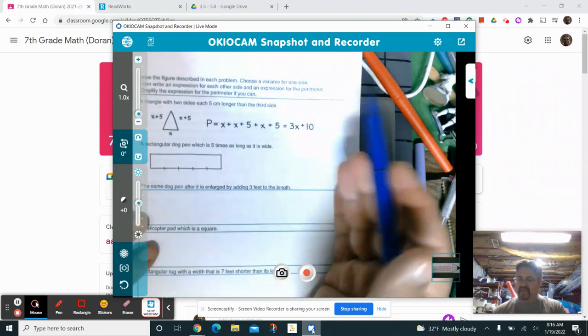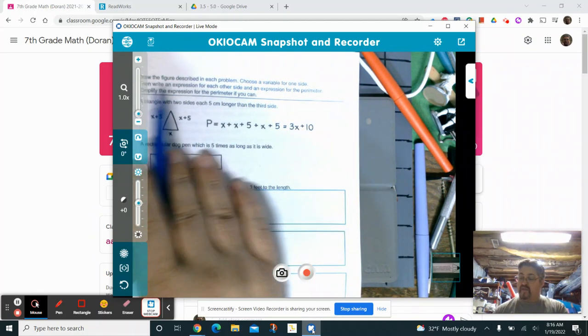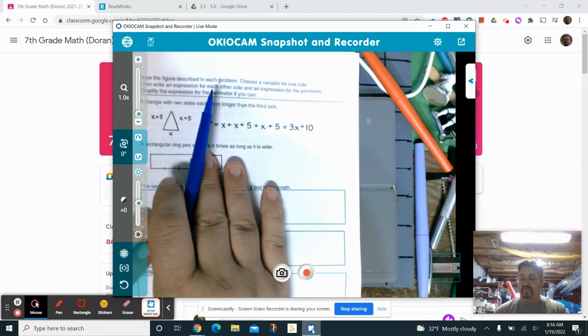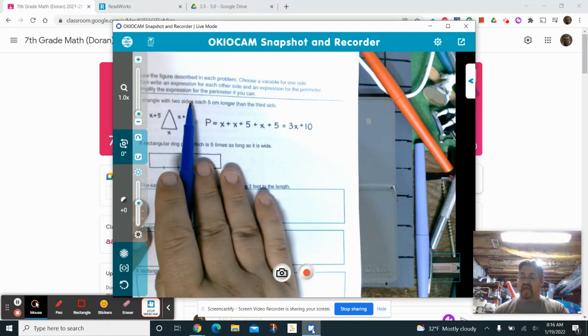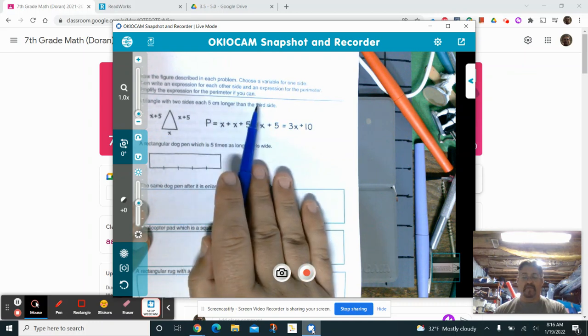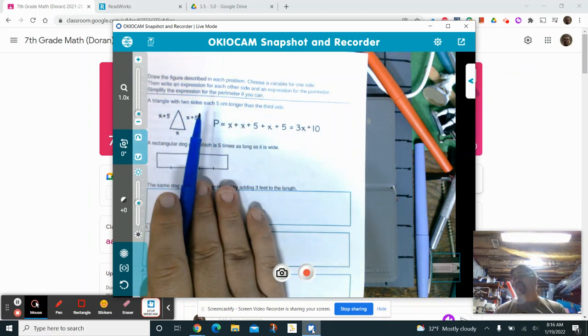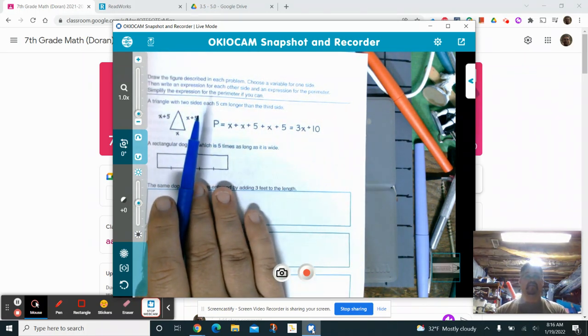All right, so they give the example here. Draw the figure and then choose a variable for one side, write an expression for each side. A triangle with two sides, each 5 centimeters longer than the third side. All right, so they drew a triangle. Two sides are 5 centimeters longer than the third side.